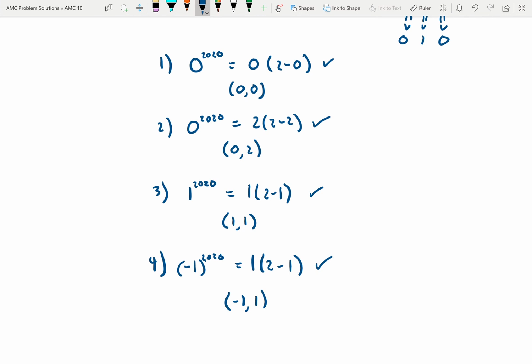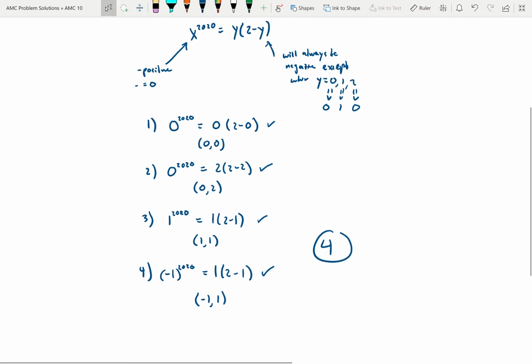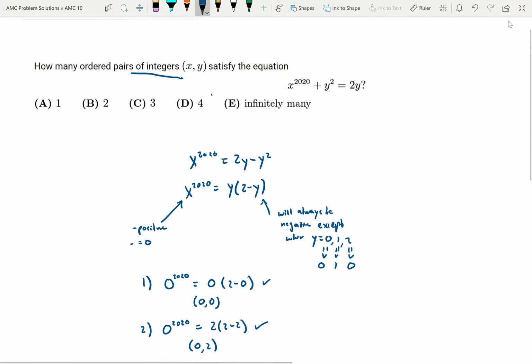And these are the 4 solutions, 1, 2, 3, 4. 4 ordered pairs. So the answer is 4.